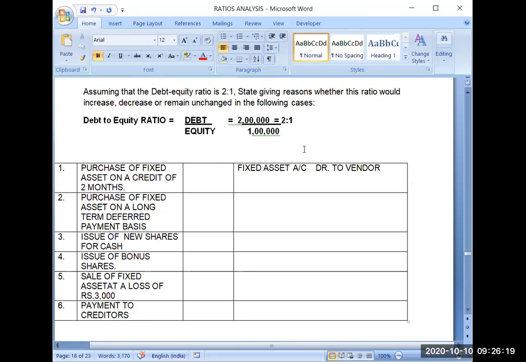So what is happening due to this transaction, neither your debt nor your equity, nothing is getting changed. So that's why this ratio will remain same. I hope the logic is clear to all of you. So the answer will be no change. And we will write here the reason: both debt and equity remain unchanged. This will be the reason.